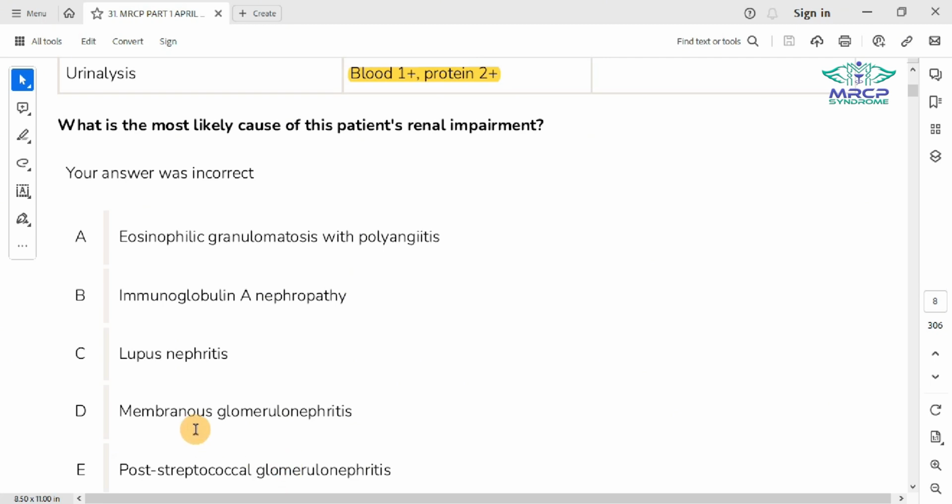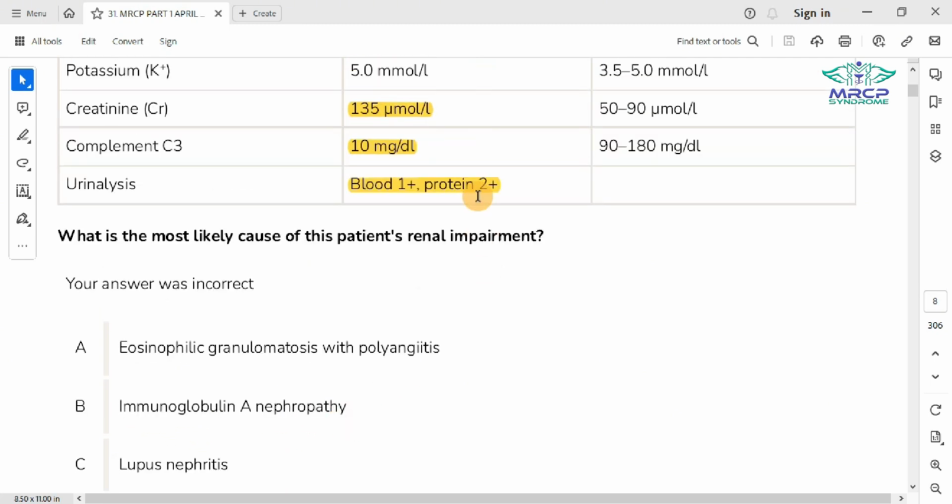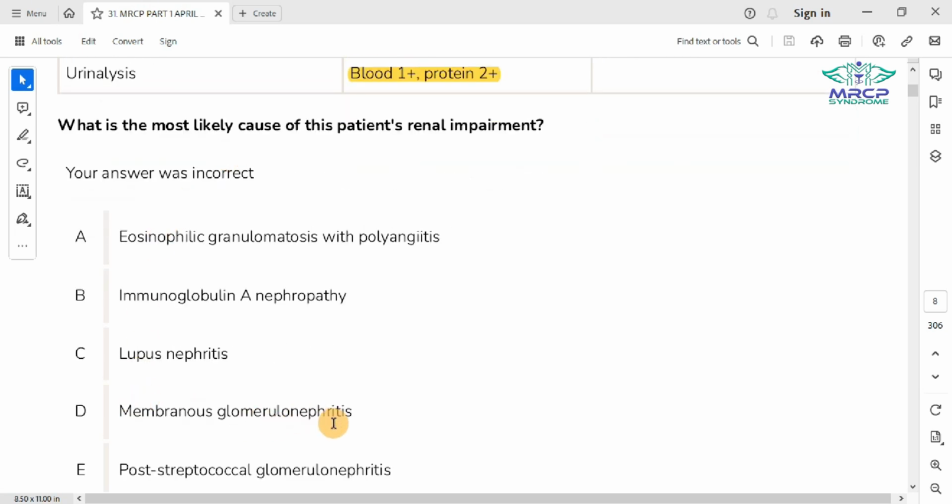And membranous glomerulonephritis, so they will come up with nephrotic range proteinuria, protein 3 plus. The patient will have normal complement. Membranous nephropathy will have normal complement. And this membranous glomerulonephritis is often associated with cancer, or is related to an underlying infection.